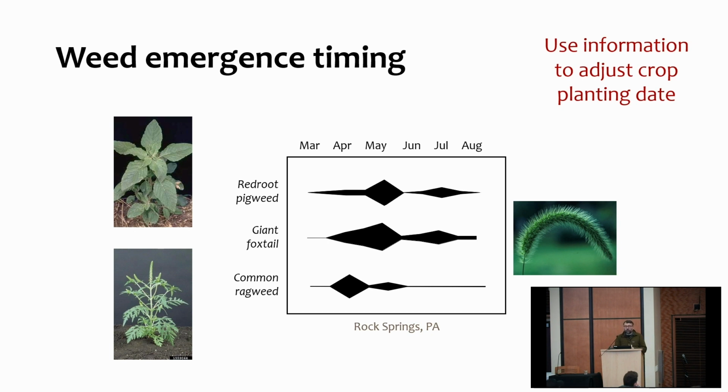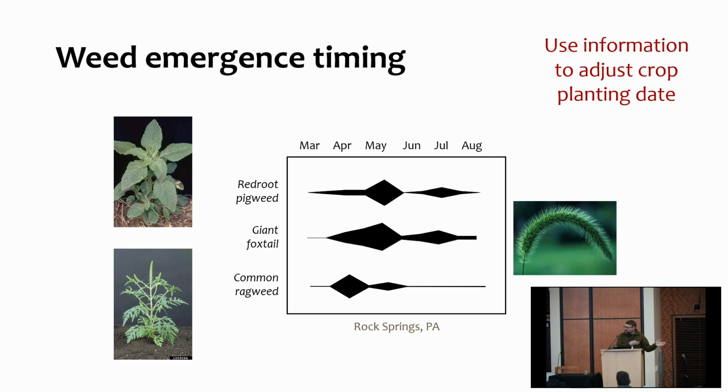And what you're looking at is a violin plot, okay? The wider area of that bubble indicates when that species is emerging in the soil. And these are fairly consistent within a local area, and so with different biotypes. Common ragweed here emerges earlier than giant foxtail and red root pigweed.